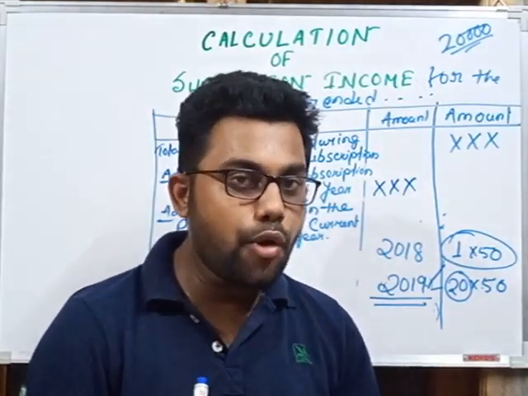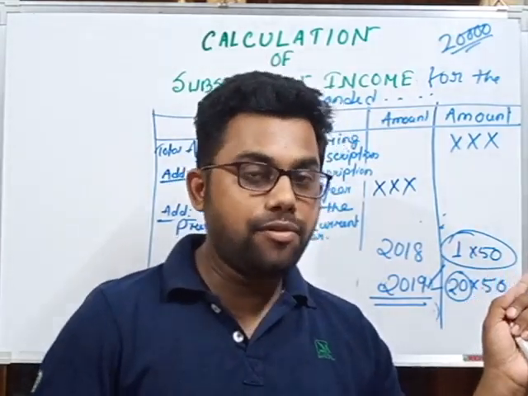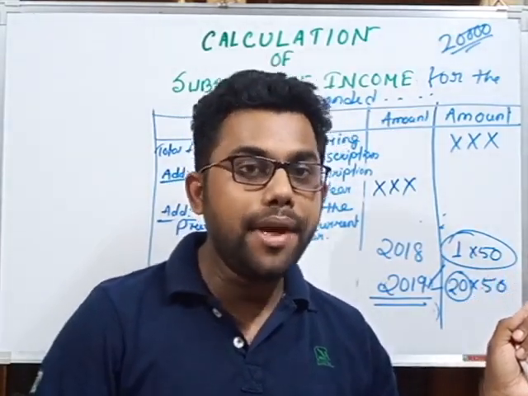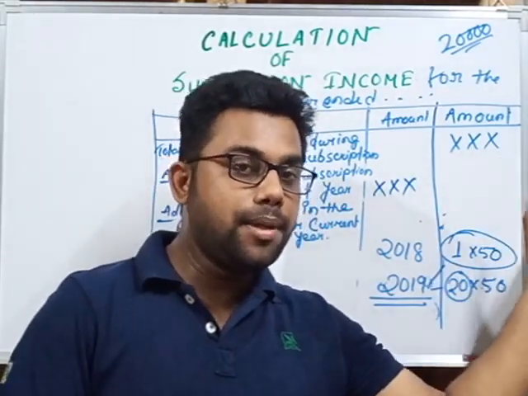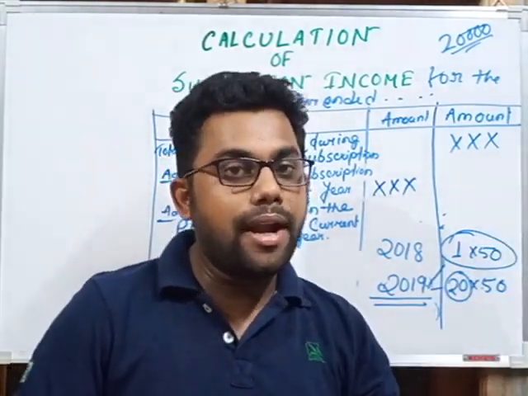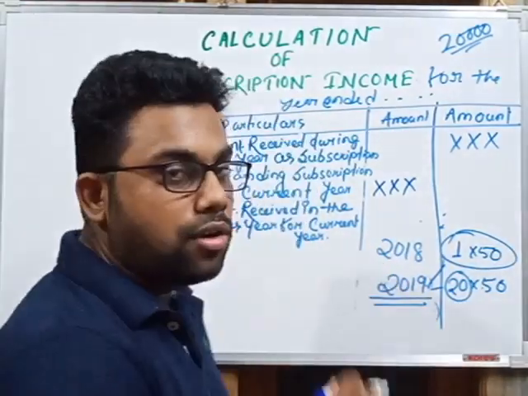Okay, just read this point: amount received in the previous year but for the current year. So we are calculating the subscription income for the current year, so the amount that we received in the previous year we have to add to the current year's income. So I am adding this item with the total amount of subscription.